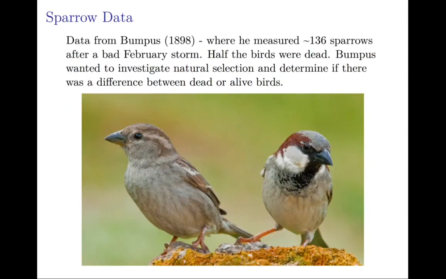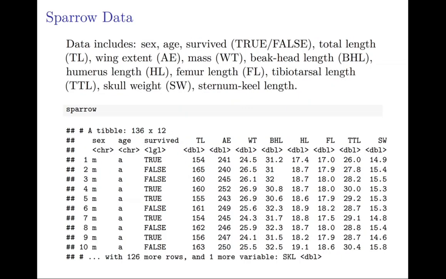So we're going to be talking about some sparrow data. We're going to use that to get through all of these types of models today. And this data is from Bumpus in 1898, where he measured about 136 sparrows after a bad February storm, and half the birds were dead. And so he wanted to investigate natural selection and determine if there was a difference between dead or alive birds. So just so you know, that's the data we're going to be thinking about.